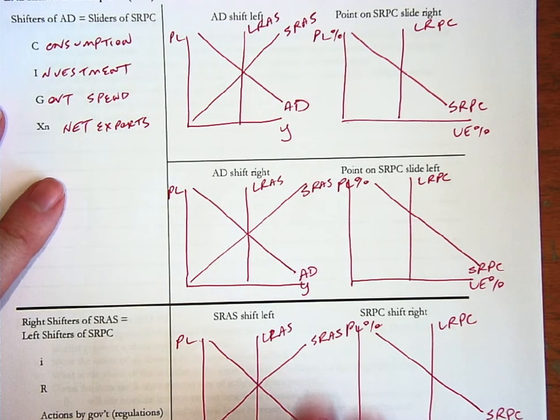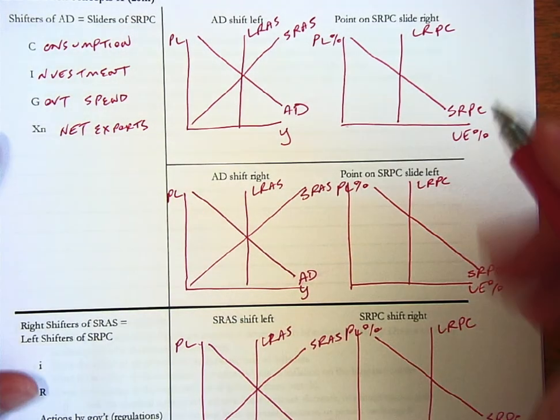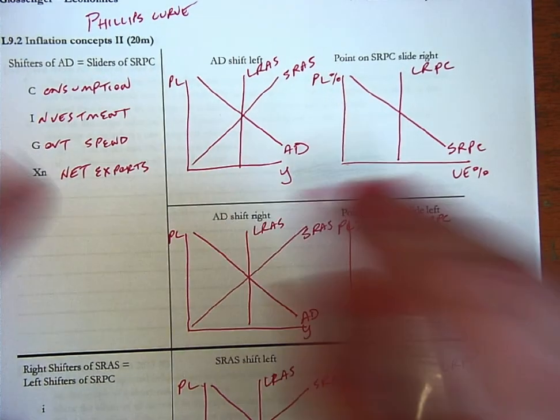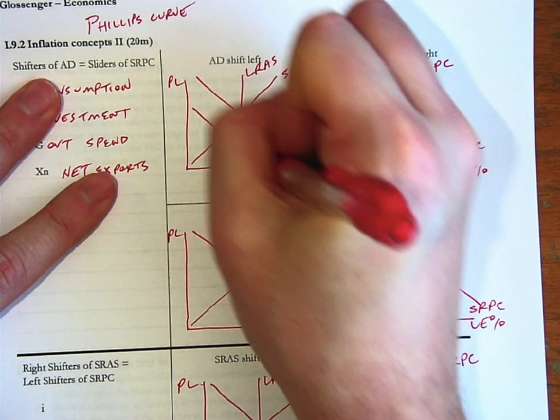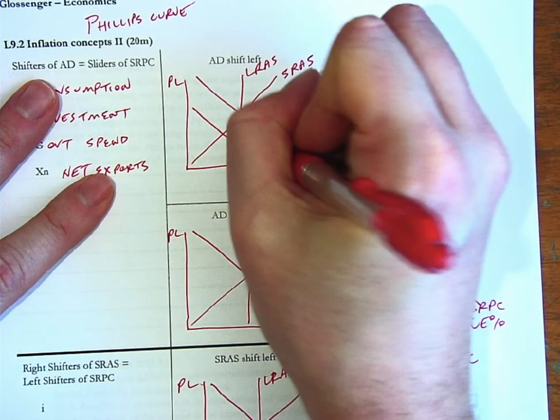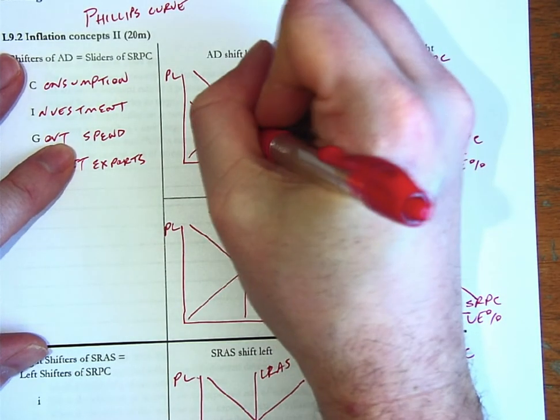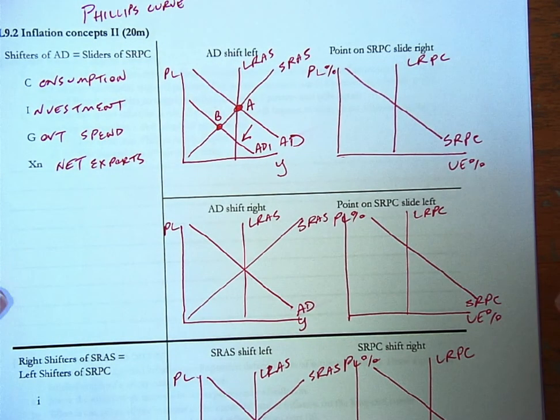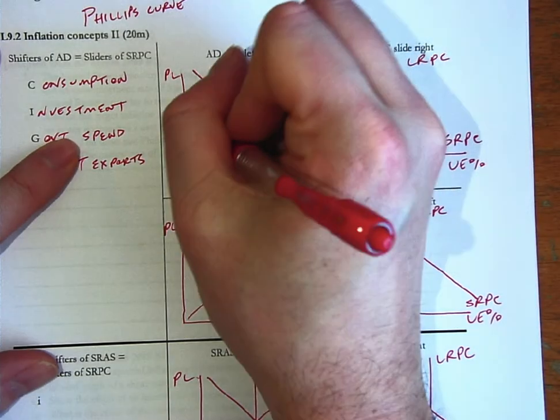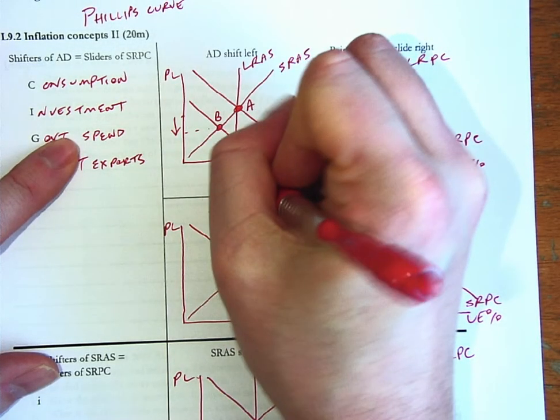Okay, so now that I've nagged you and we've drawn 8 graphs here, we're going to say the AD curve shifts to the left. Maybe there's a recession or some reason. So AD shifts to the left. Now we know we're going to go from, we'll say, point A to point B. And so we see that prices have gone down, output has gone down.